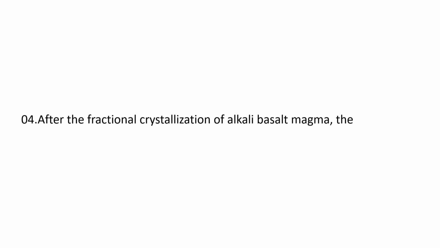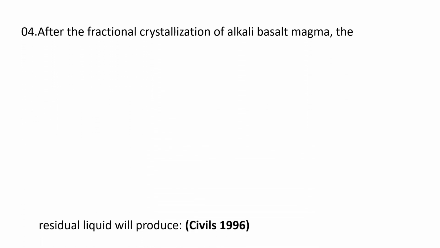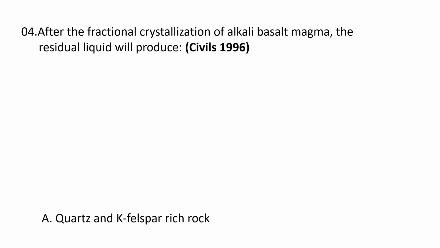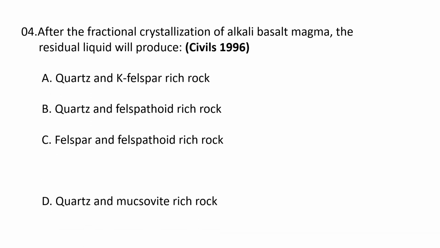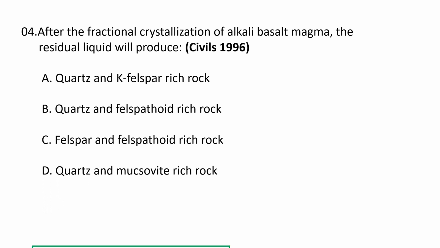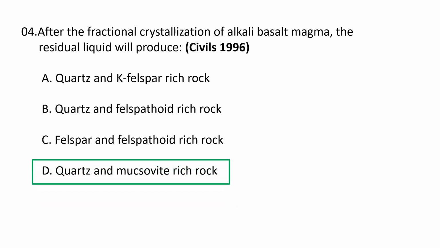Next question. After the fractional crystallization of alkali basalt magma, the residual liquid will produce A. Quartz and potash feldspar rich rock, B. Quartz and feldspathoid rich rock, C. Feldspar and feldspathoid rich rock, D. Quartz and muscovite rich rock. So the correct answer is D. Quartz and muscovite rocks. After the fractional crystallization of alkali basalt magma, the residual liquid will produce quartz and muscovite rich rock.